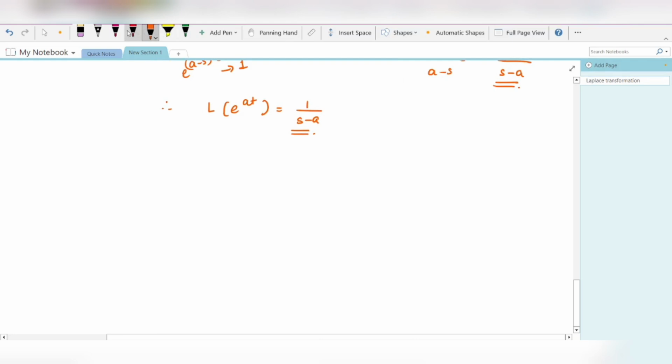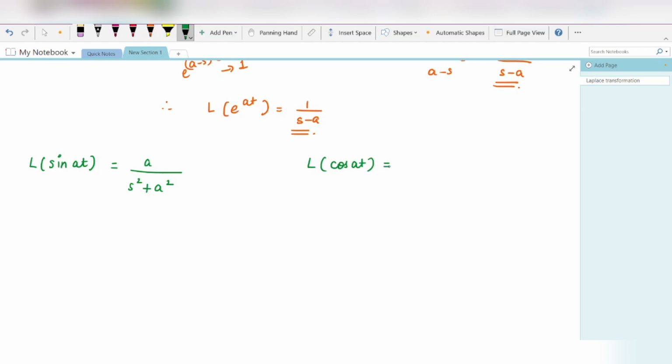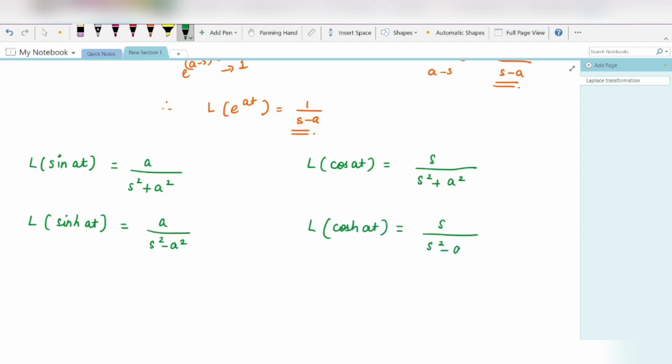Now, similarly, on evaluating, we can see that the Laplace transformation of sine at will be a by (s square plus a square). The Laplace transformation of cos at will be equal to s by (s square plus a square). The Laplace transformation of sine hyperbolic at will be equal to a by (s square minus a square), and the Laplace transformation of cos hyperbolic at will be equal to s by (s square minus a square).